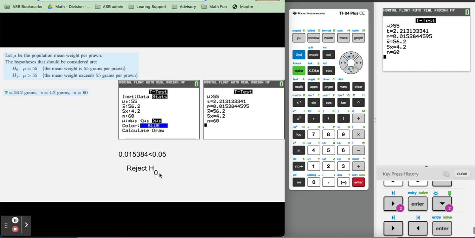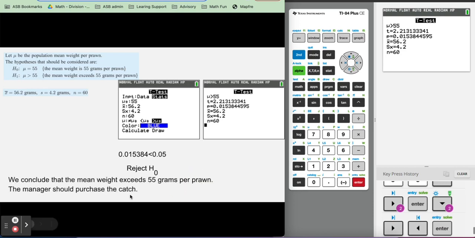If we're rejecting the null hypothesis, that means we're accepting the alternative. So it's either one or the other. If we're accepting the alternative, that means that we're saying that the mean is in fact bigger than 55. If the mean is bigger than 55, well, that's going to mean that we're going to want to purchase this catch because the mean is bigger than what we're comparing it to.